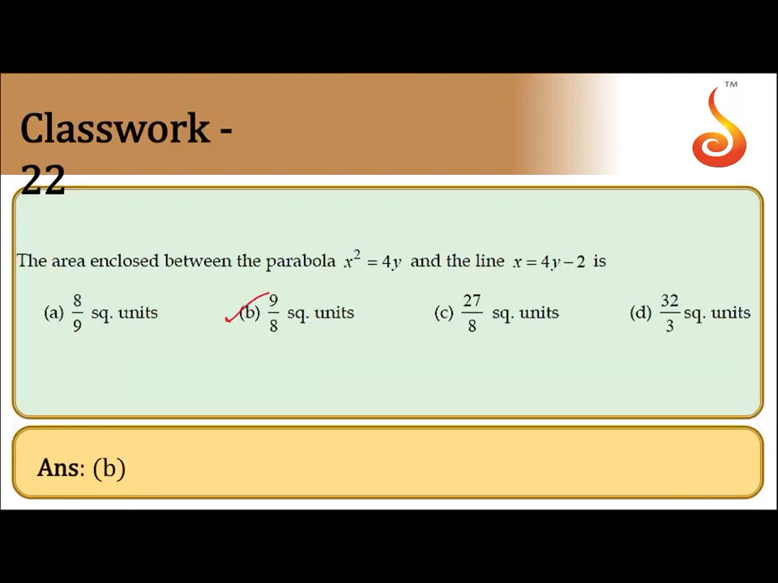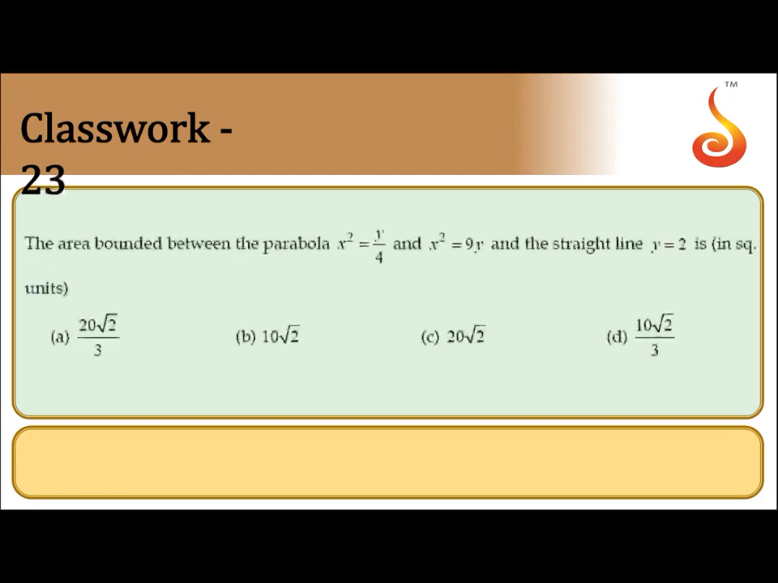So let me check. Yes, 9 by 8 is the answer. Coming to the next one, the area bounded by the two curves and the straight line. It's not only the two curves. These are the two curves which have the same axis.